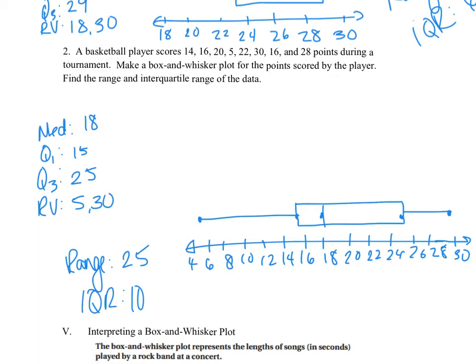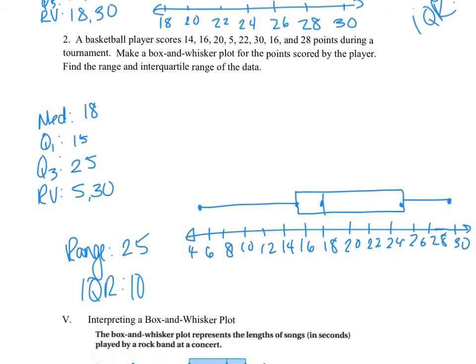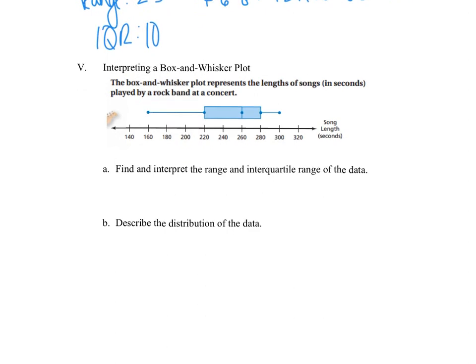Then you can take all this information and interpret a box and whisker plot. Here it says the box and whisker plot represents the lengths of songs in seconds played by a rock band at a concert. Find and interpret the range and IQR of the data set. Your range for this one, your high minus your low, is going to be 140. Your IQR is going to be 60. We found those. Now it says to interpret. Interpretation is up for interpretation, so there is no one completely correct answer.